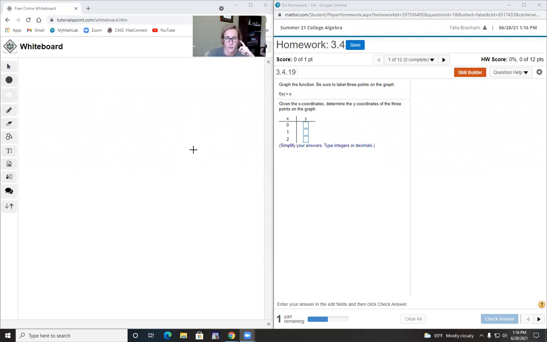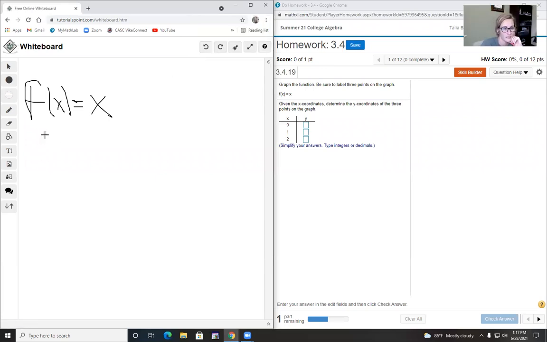So the first thing I want to point out on this, when it's f of x equals x, is that f of x equals x is the same as y equals x. So whatever we put in for x is going to be the same as y on this one.